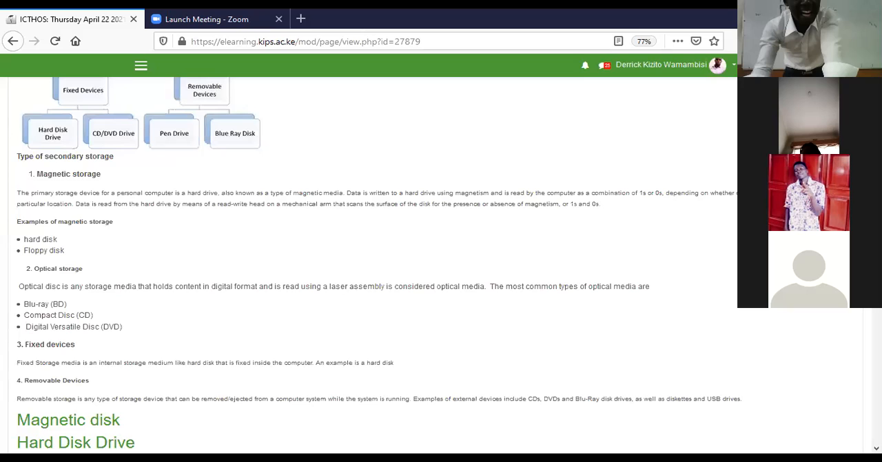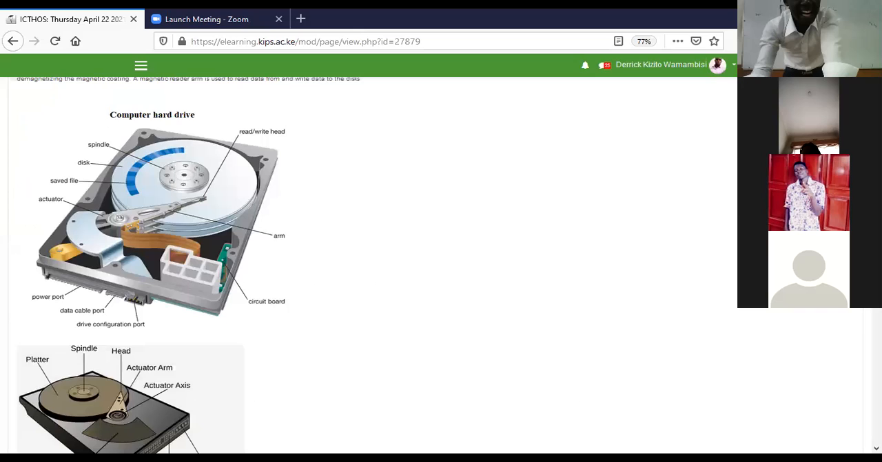You have the spindle, disk. So data is written on what you call the platters. The read write head is what stores data, what adds data to the hard disk, and what reads from that hard disk. It is attached to what you call the actuator arm, your arm. Then the actuator is in the form of a motor. Its work is to make that actuator arm rotate. So when it rotates, it means it reads data.